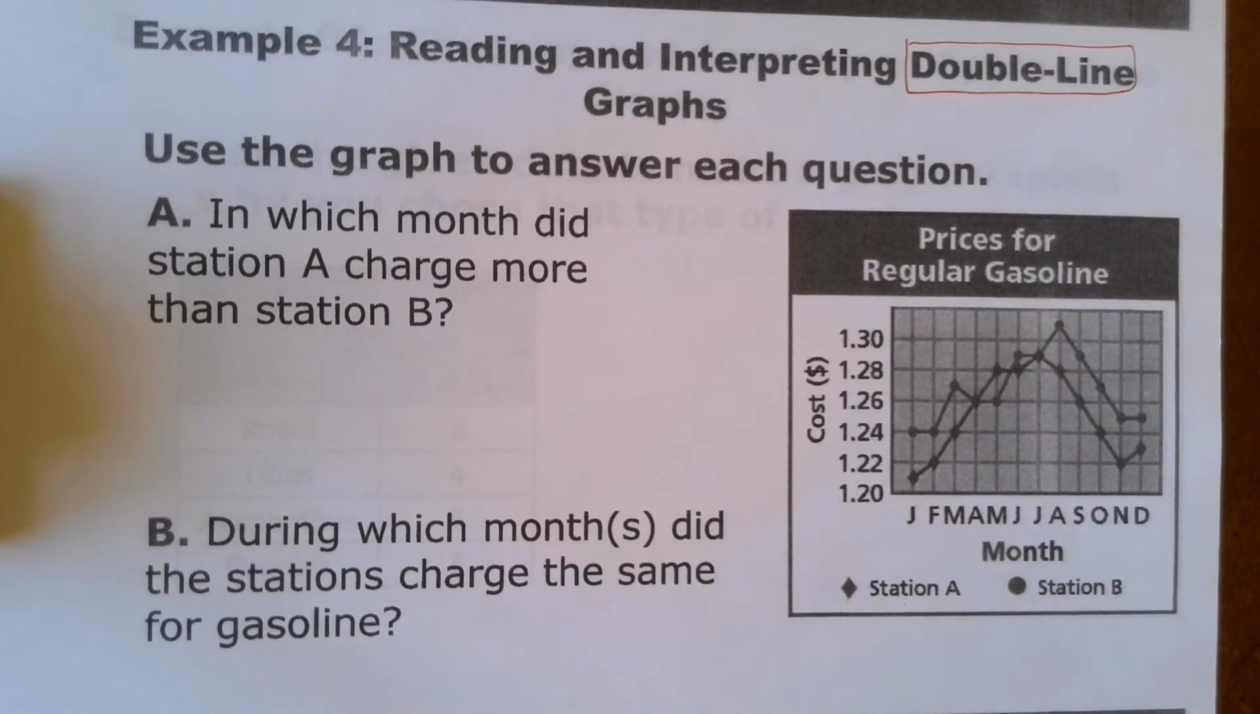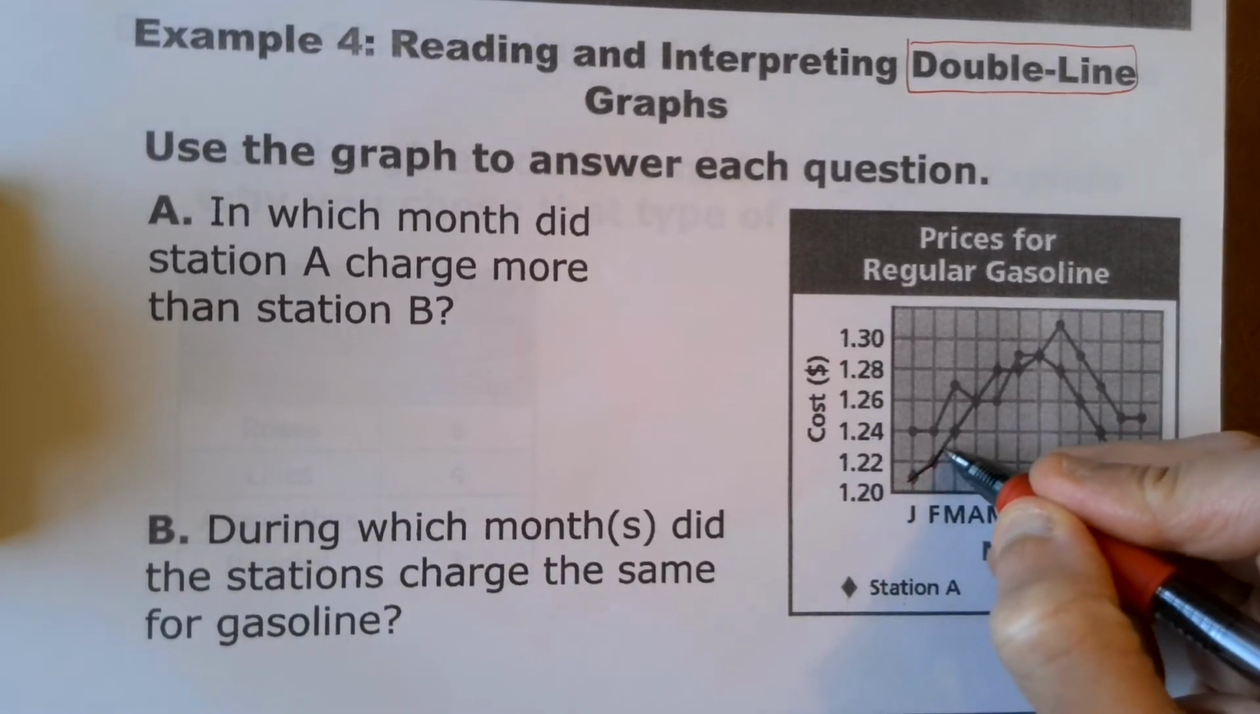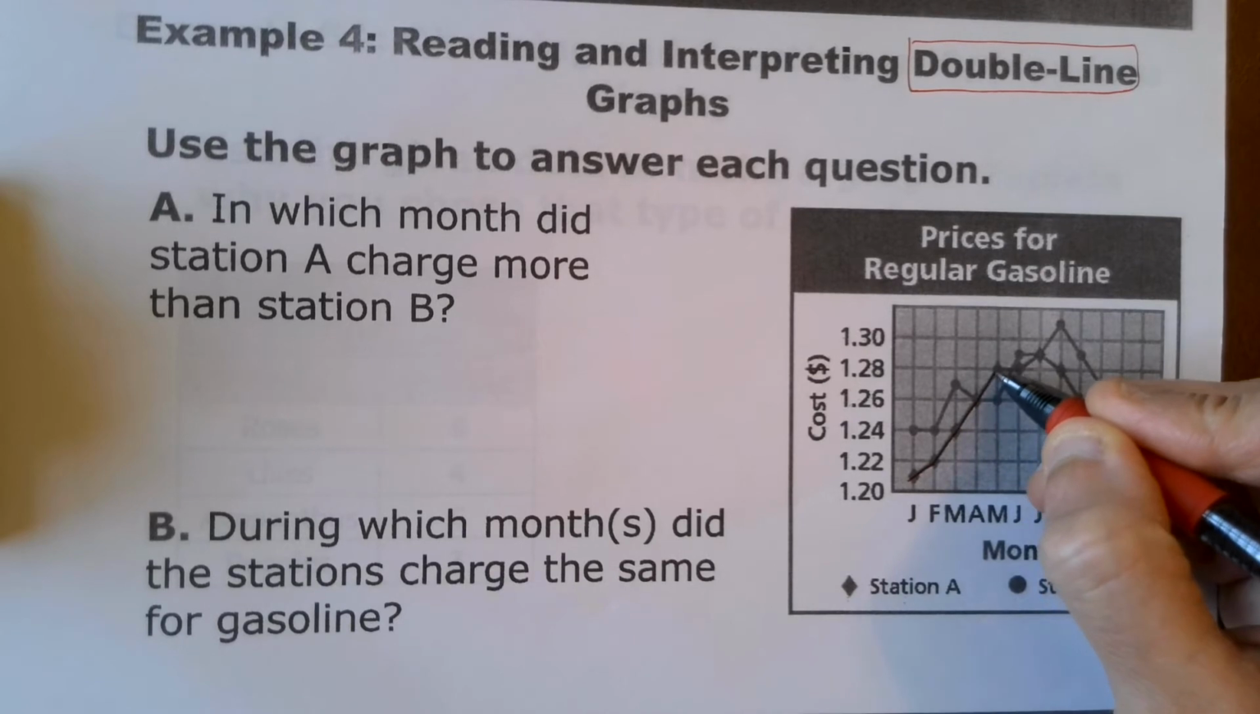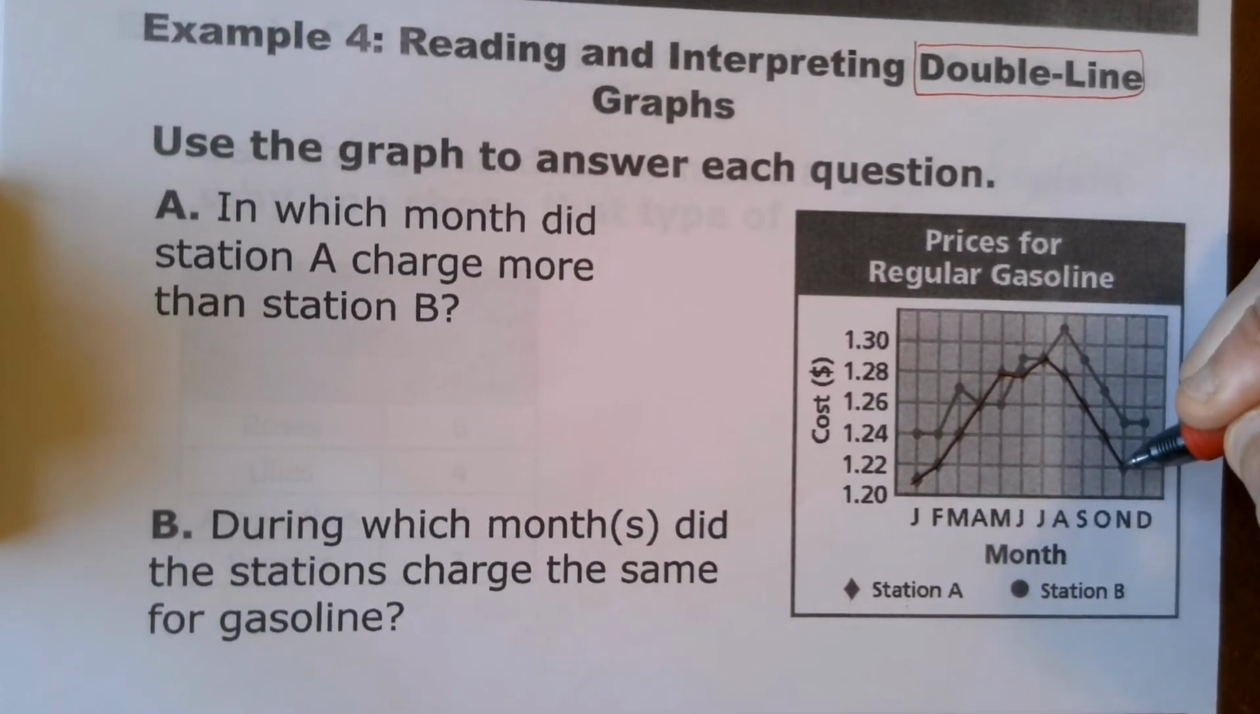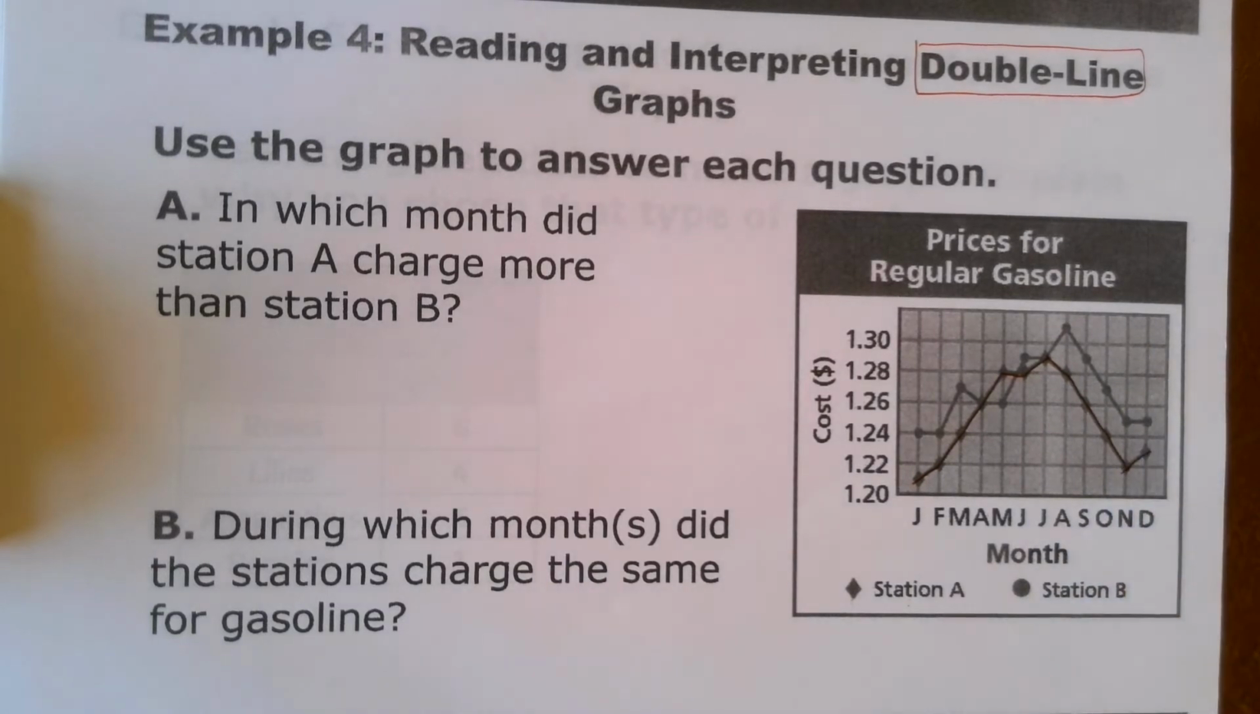So I'm just going to go through, because it's kind of hard to see where it is. I'm going to follow the station A with my red pen. There, that kind of separates them a little bit more. Okay, go ahead and try A and B, and then come back to see if you got it right. Go ahead and push pause.